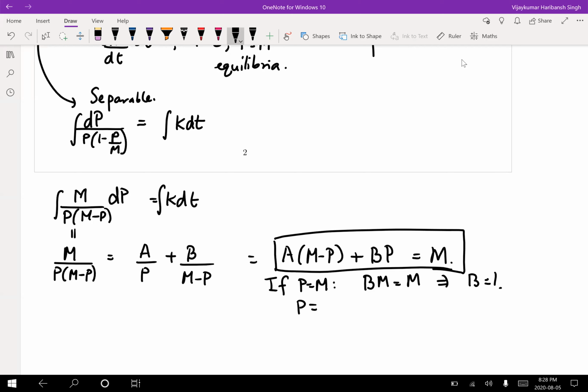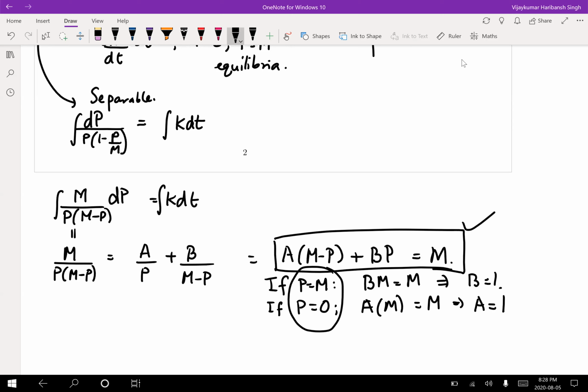Similarly, if P equals 0, we get A times M equals M, which gives A equals 1. Now note that in principle, these are not a possibility, because your population will never reach the carrying capacity, or your population will never be zero. However, when we make an equation out of it, we can solve it using these values. So we get B is one, A is one.